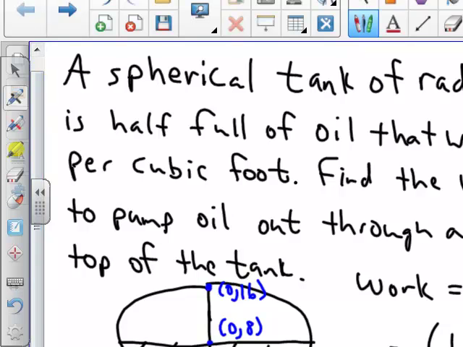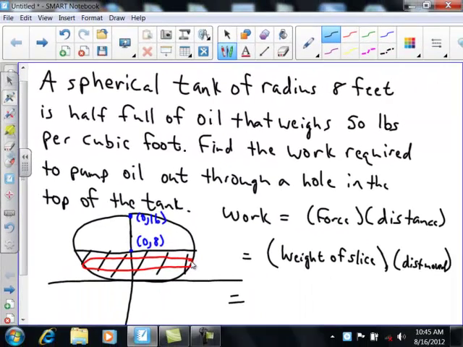Now, this tank is half full of oil, so there I am, half full of oil, and then I'm going to take a slice through here. In this case, I just drew it in red there. And since this is a sphere, when I take a slice out of that, I'm going to get a disc. So the weight of that disc is going to be its volume, which is the area of a circle times the height, so pi r squared times the height.